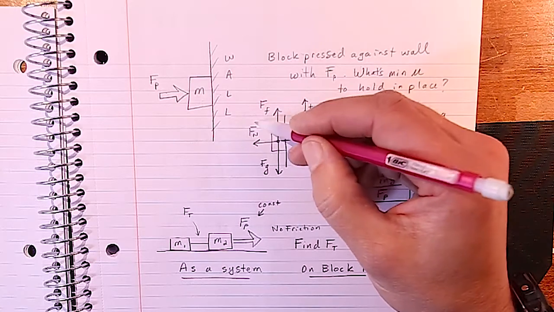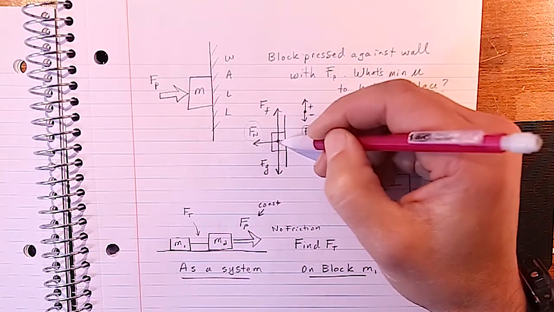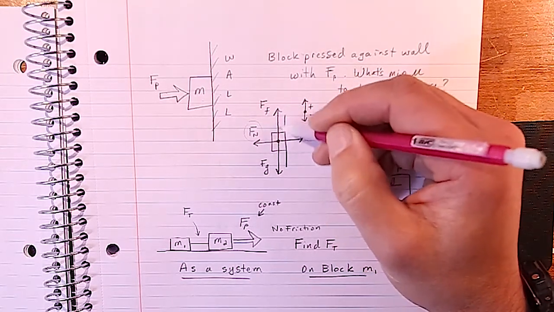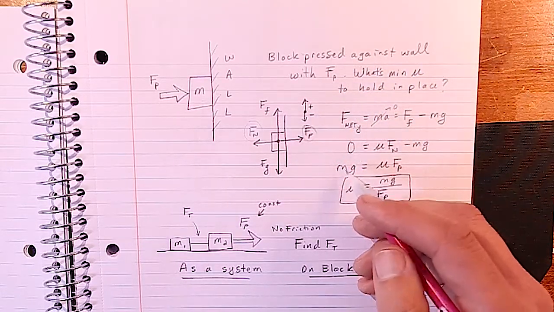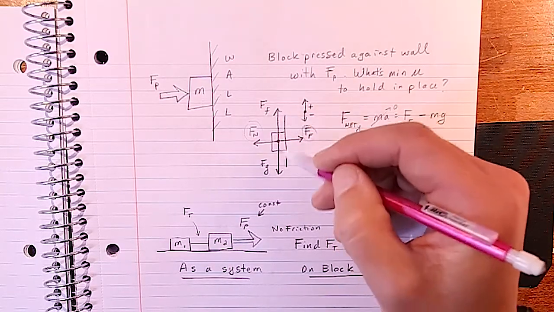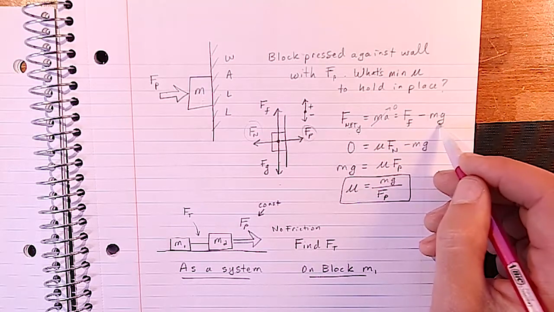Well, our Fn is going to be equal to our Fp. We have a force of friction up that's going to be equal to the force of gravity down. These forces cancel each other so that the book can remain motionless. So we write an F net y equation. We have Ff up and Fg down.